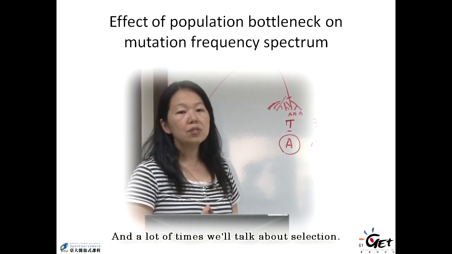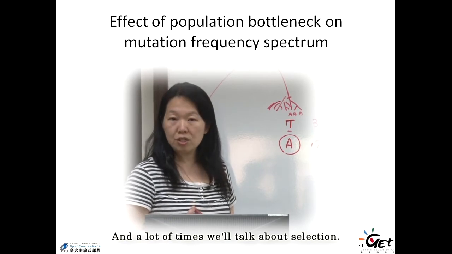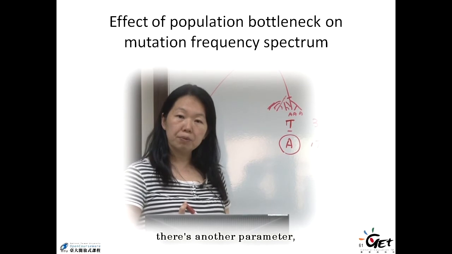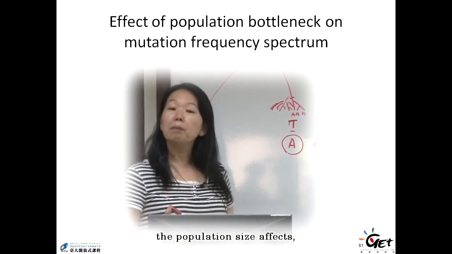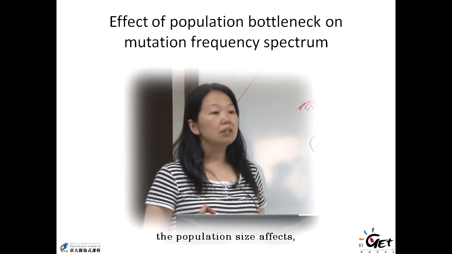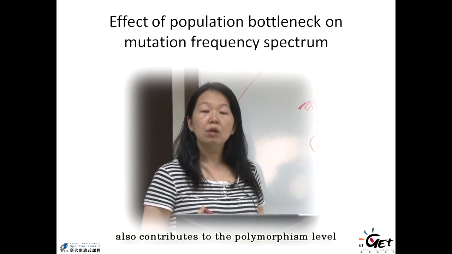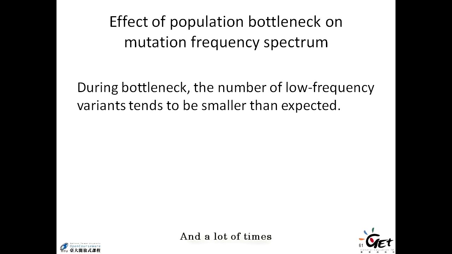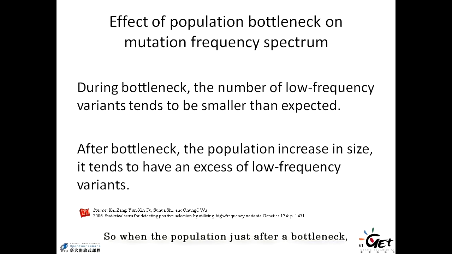A lot of the time we'll talk about selection, but other than selection, there's another parameter, N, the population size, that also contributes to the polymorphism level in the population. And a lot of the time we observe an extreme case caused by a bottleneck. So when the population is just after a bottleneck, the frequency spectrum will be very different.